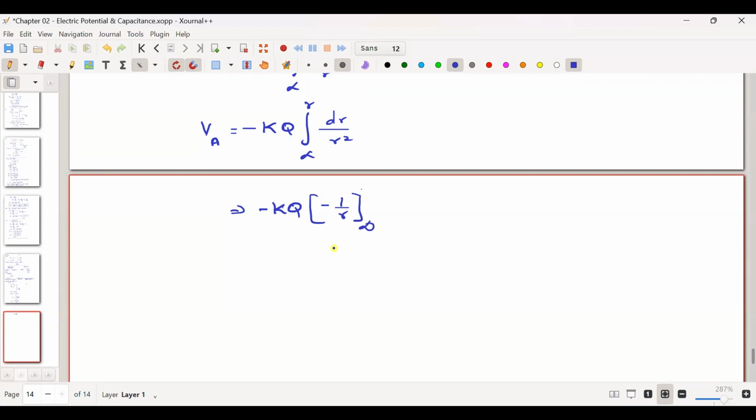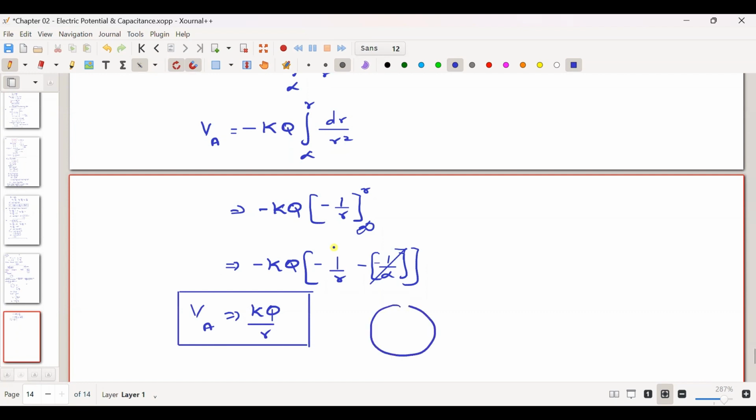Because we're using it so many times, right? So this will become minus KQ, minus 1 by R minus 1 by infinity. And this becomes 0. So therefore, this will be minus into minus, plus. So potential at point A is KQ by R. So how does it look like?